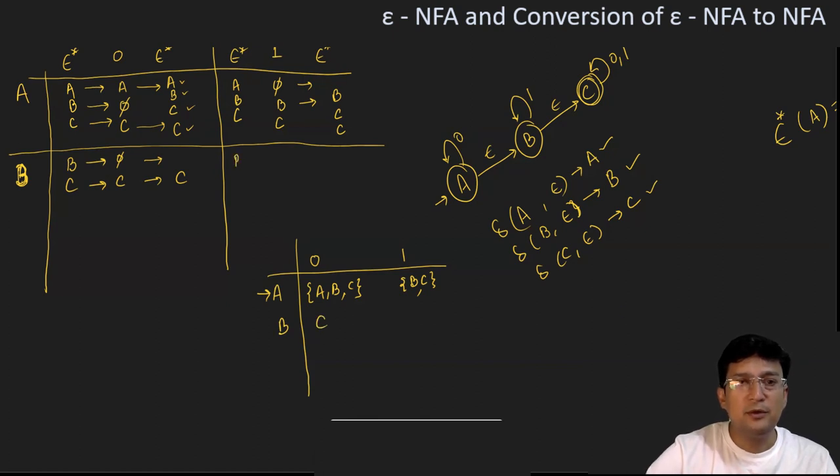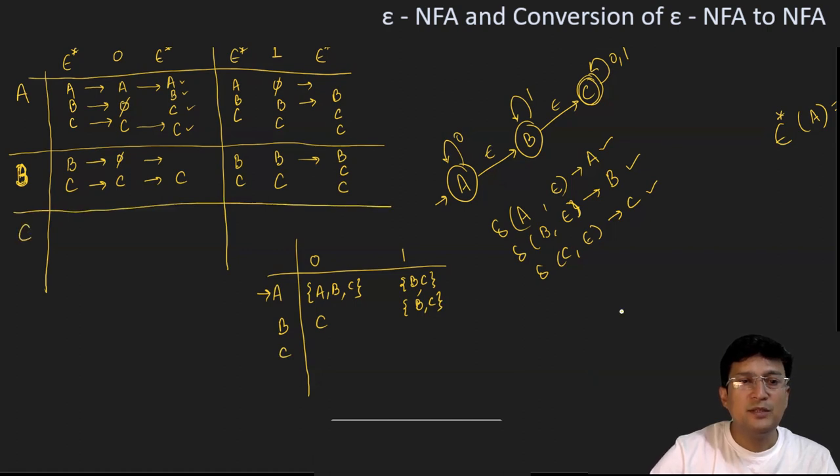Similarly, we'll compute the epsilon closure of B, which is B and C. Then B on getting a symbol 1 remains at itself, and C on getting a symbol 1 remains at itself. You know that the epsilon closure of B is B and C, and the epsilon closure of C is C only. So if you take the union of B and C, it will be BC. Fine. So the transitions from B are also defined. Now I'll move to the transitions with C.